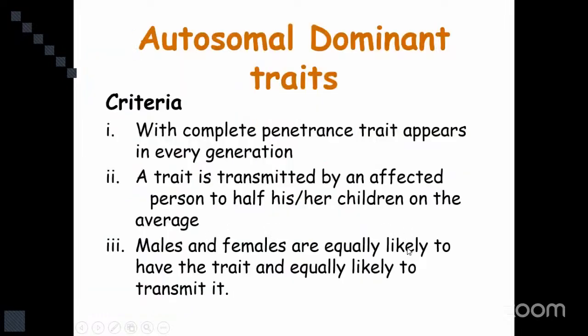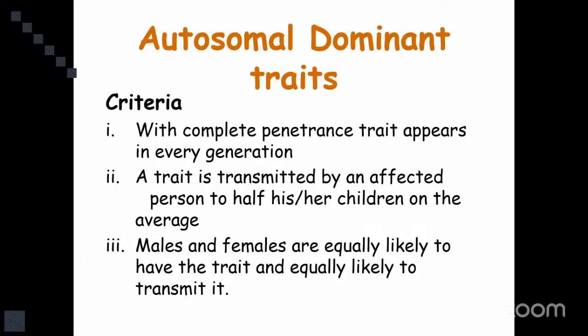Now, if we mention the fact that there are dominant, recessive, and X-linked traits, how are we able to distinguish between them? So here we are listing means by which we can say, okay, this particular disorder has this particular transmission. So let's start with dominant traits. With a dominant trait, what you will expect is that, number one, if there is complete penetrance, the trait will appear in every generation.